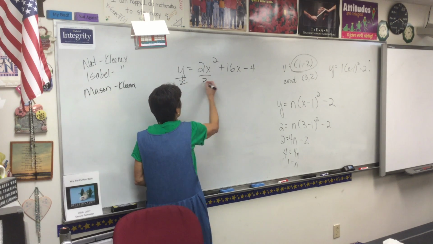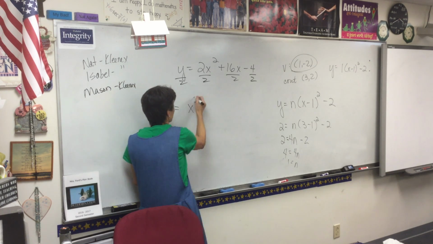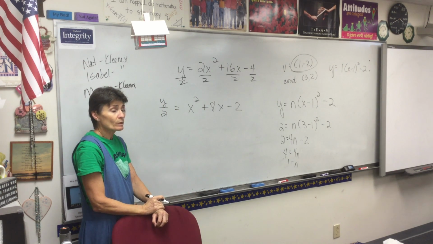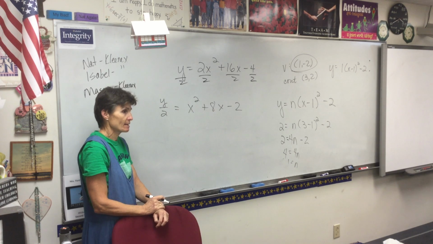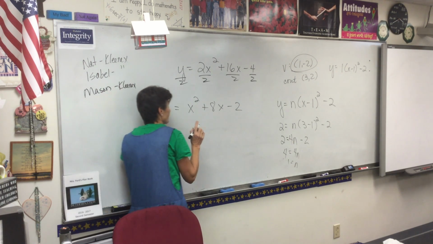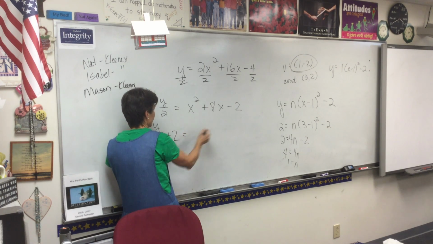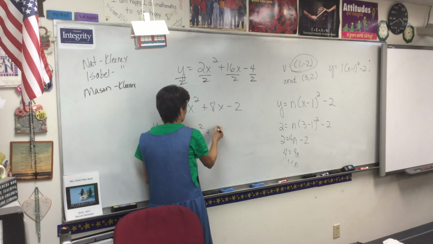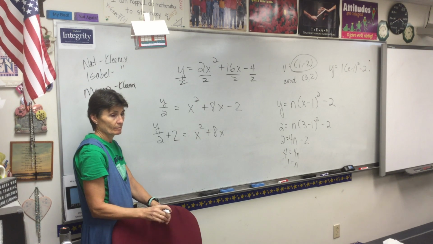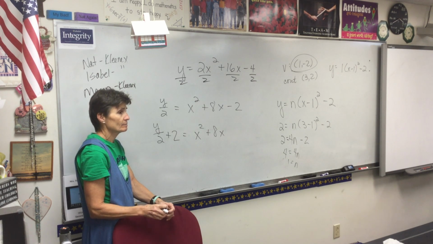Divide everything by 2. So I have y over 2 equals x squared plus 8x minus 2. Notice when I divided by 2, I divided everything by 2. Everything. Now wait, I'm not ready to do anything yet. I need to move this. So that 2 is coming over here. Now am I ready? What shall I add?